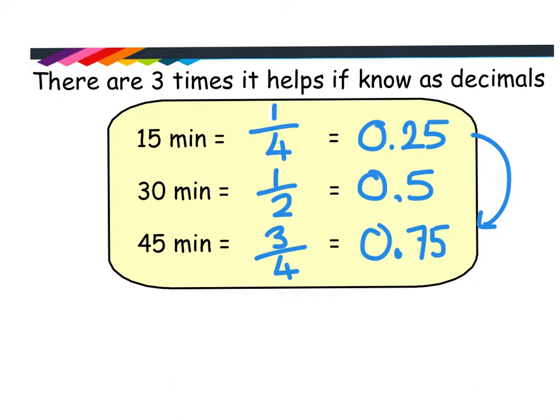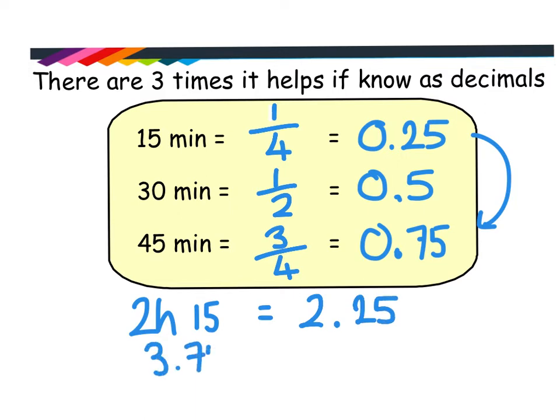And what will happen is in some of the questions we might ask you to write down 2 hours 15 minutes as a decimal. So we'd say, oh, that's 2 1/4, which is 2.25. Or you might get an answer of 3.75, but it's a time question. So you need to know to then rewrite that as, well, that's 3 full hours. 0.75 is 45 minutes. So you would write that as 3 hours 45 minutes.